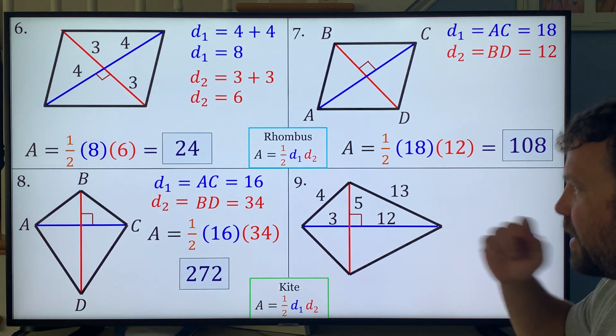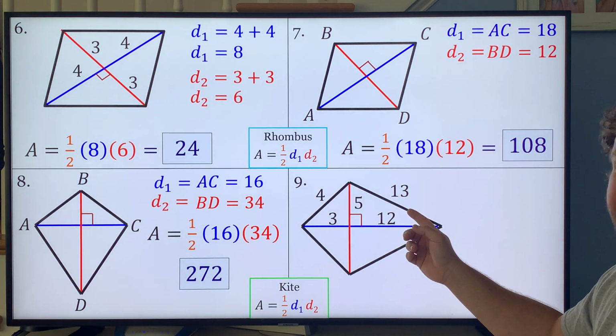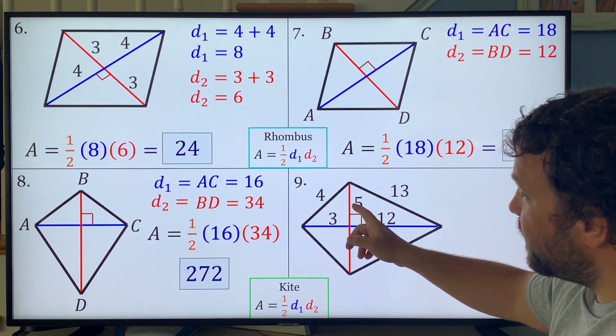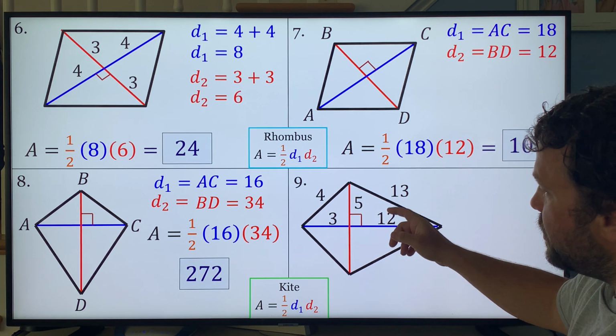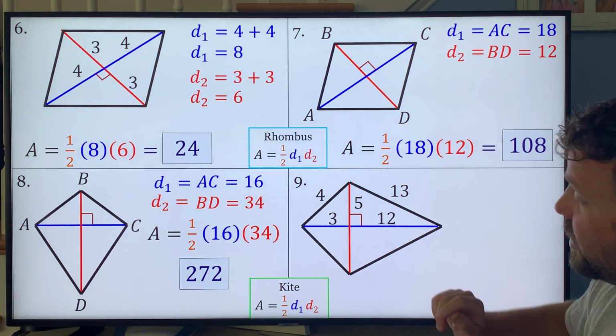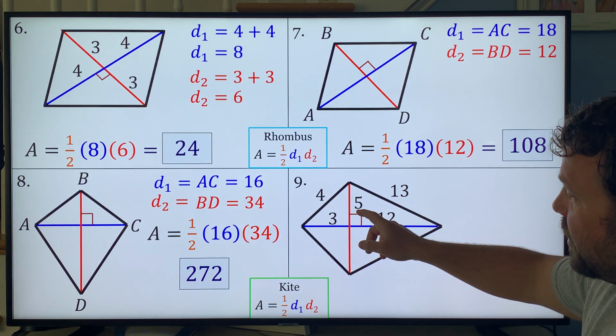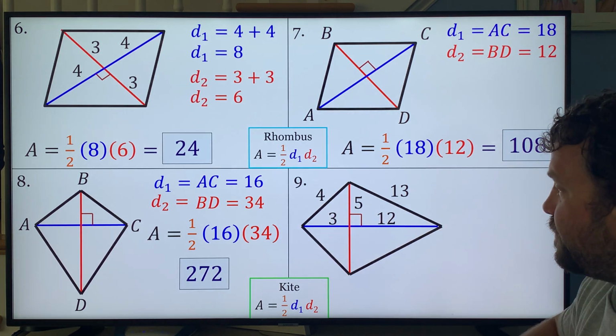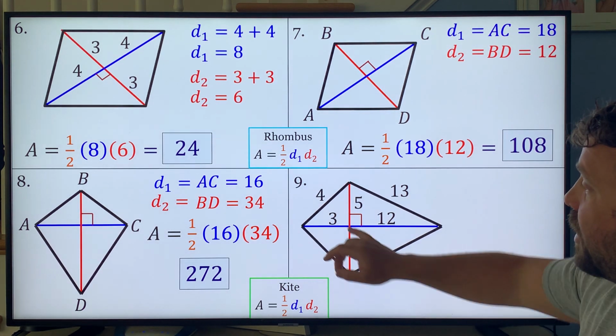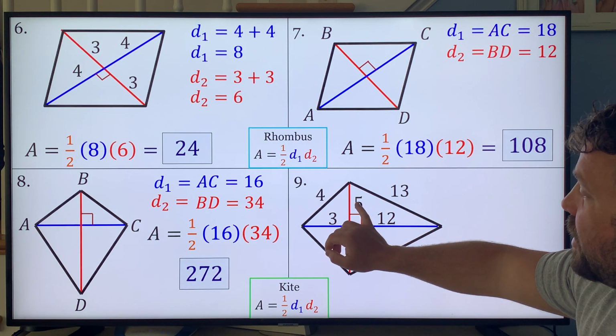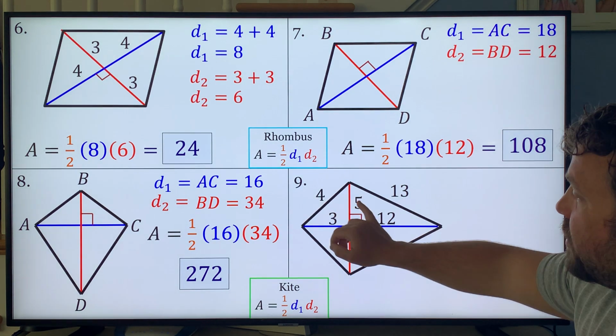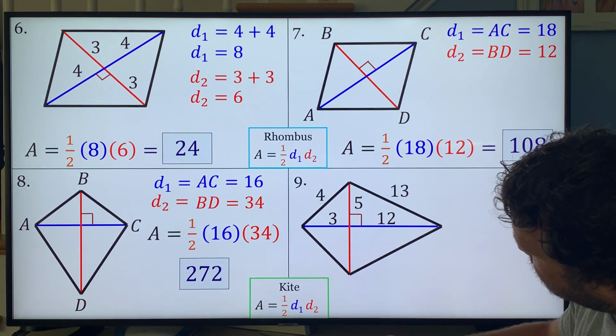And last one, number 9. Now this 13 here, that doesn't mean anything. If you weren't given the 5, you can use 5, 12. You can use the 12 and 13 to find 5 using the Pythagorean theorem, but you're given this 5. This 4 over here, that doesn't mean anything either. If you were given this 4 and not given this 3, you could use the 4 and the 5 to find the 3. Wait a second.